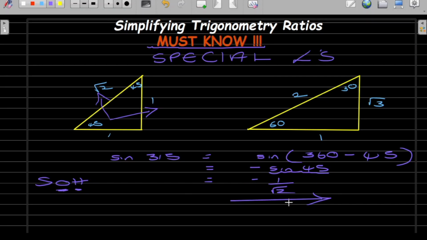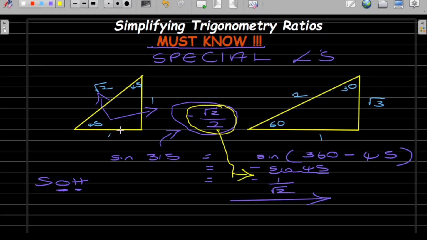If you put sine 315 in your calculator, your answer will be minus root 2 over 2, right? So this answer is from a calculator. That's how they can tell that you used a calculator, when your answer is not simplified, because the simplest form of this is what we have here.